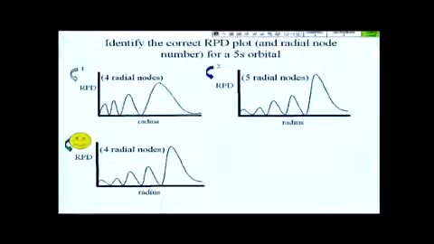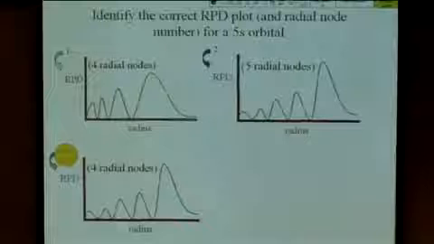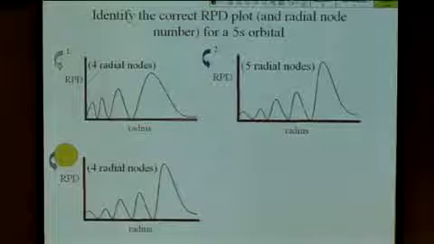All right, so it looks like 82% got the correct answer here. So you should know that there's 4 radial nodes, right? We have n minus 1 minus L.